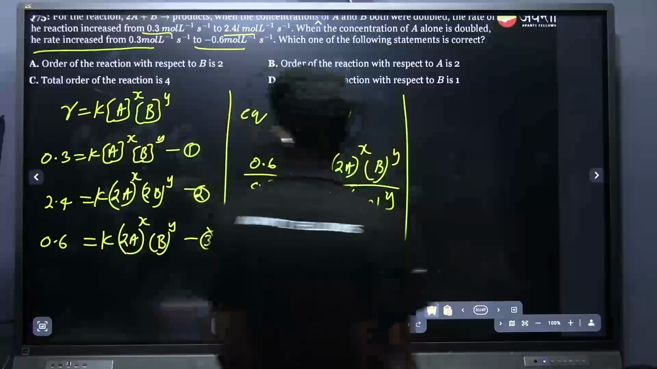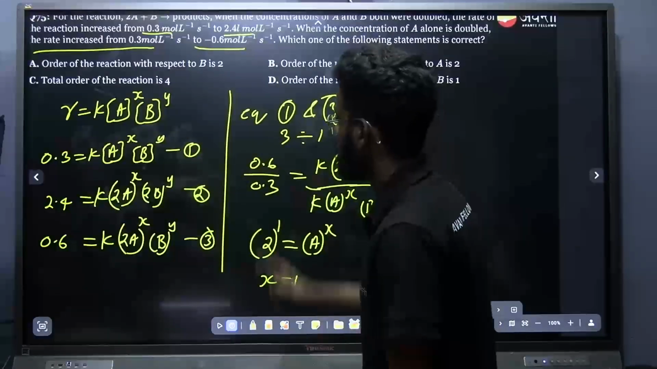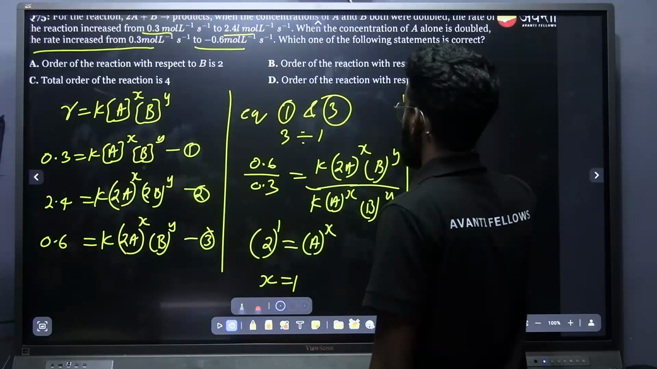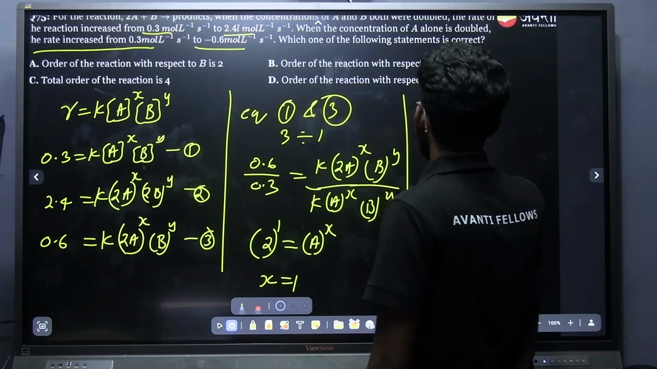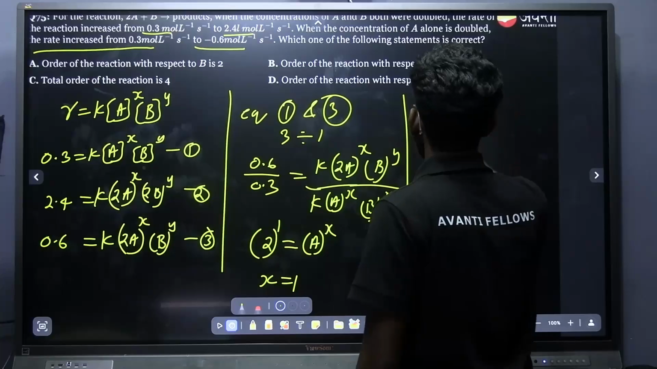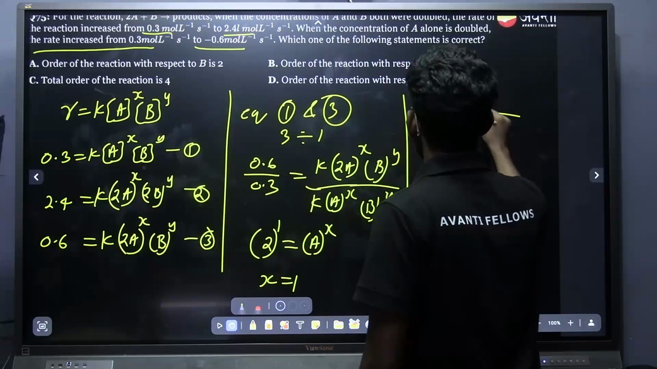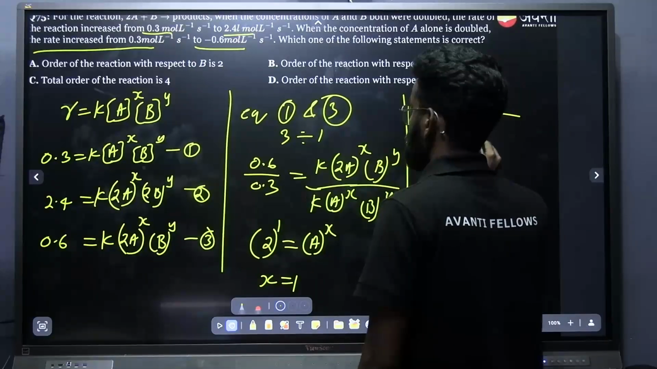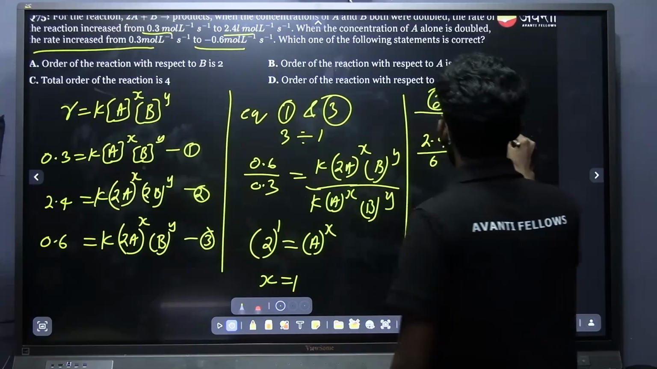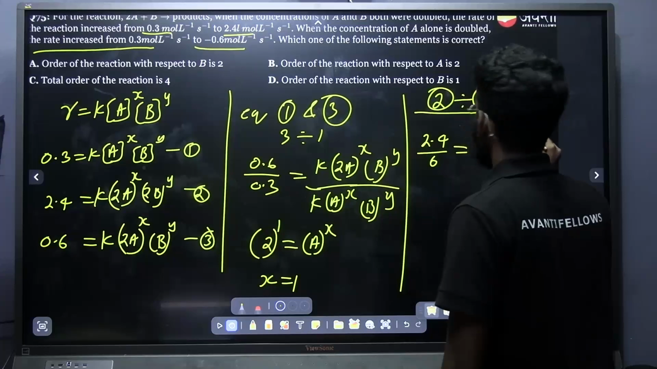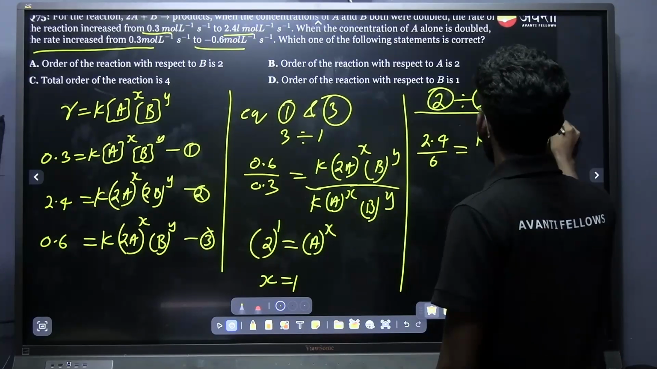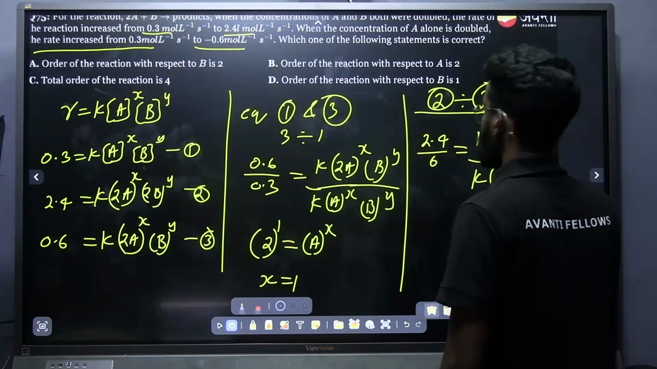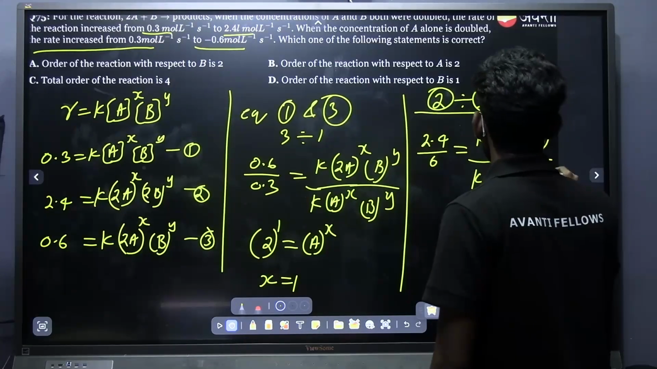Now how to get the value of Y? What you can do is compare equation 2 and 3. That is equation 2 divided by 3, that is 2.4 divided by 6, which is equal to K into 2A whole to the power X, 2B whole to the power Y divided by K into 2A whole to the power X, B whole to the power Y.